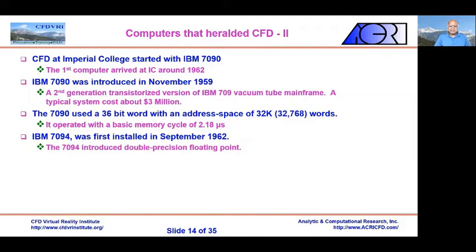The 7090 expanded the memory to 32K words with 36 bits, which is about 4.5 bytes each. So you're talking about 100K odd bytes. And the basic memory cycle had been reduced by a factor of 6, from 12 to 2.18 microseconds. But one important thing that IBM introduced with the 7094, which was the upgraded 7090, was double precision floating point math. Today, double precision is the default for most CFD applications, and we are exploring quad precision for tough applications.